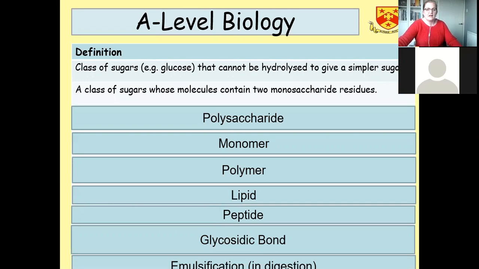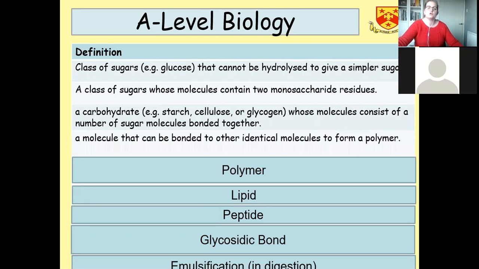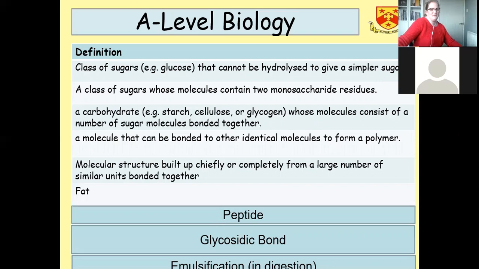Disaccharides. And these are a class of sugars whose molecules contain 2 monosaccharide residues, and then obviously a polysaccharide is one that contains 3 or more monosaccharides. And we can actually break these down. So then we can have a monomer, a molecule bonded to other identical molecules to make a polymer. Therefore, a polymer is the opposite. It's a large number of similar units that can be bonded together, which we can then break down into monomers. Lipids, being fats.